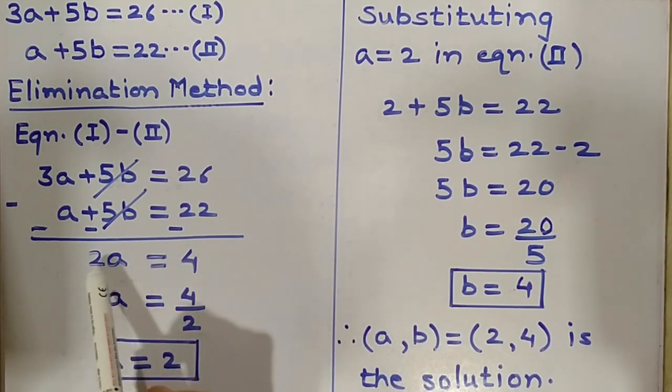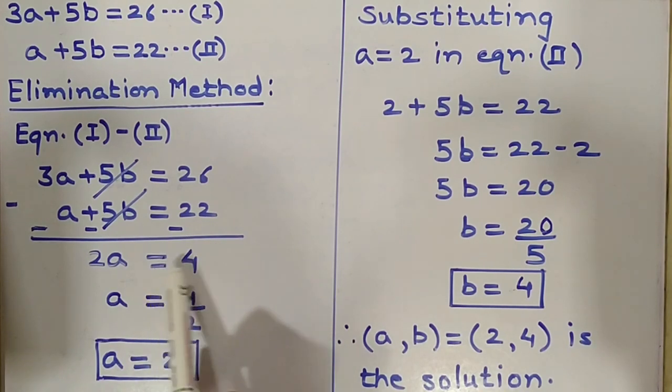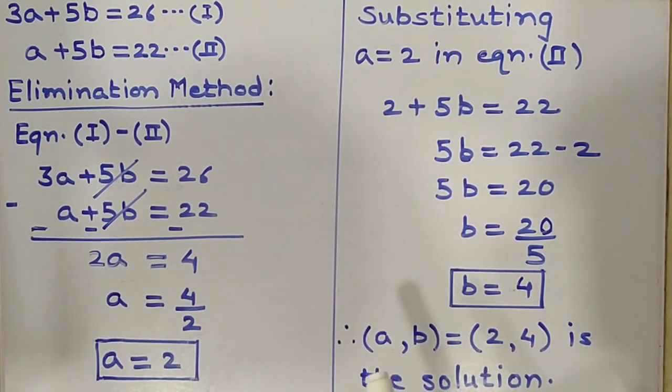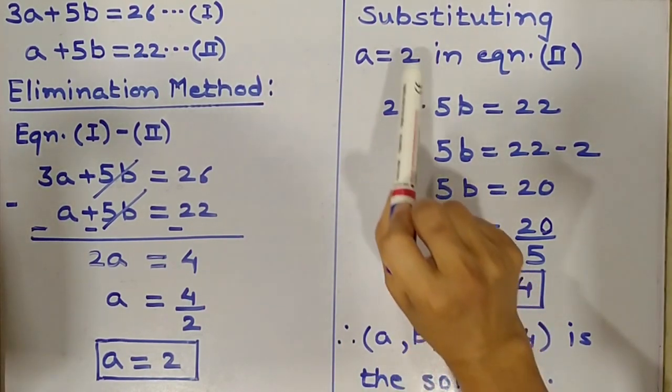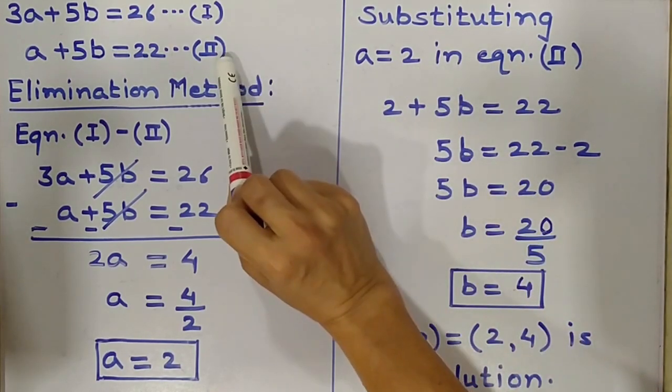2a is 4. This is 2 into a. When 2 goes to the other side of the equal to sign, it will become divided by. So a is equal to 4 divided by 2. That is a is equal to 2. We have got the value of one variable. We'll substitute this value of a in any of the equations to find the value of b. I'll substitute a is equal to 2 in equation 2.